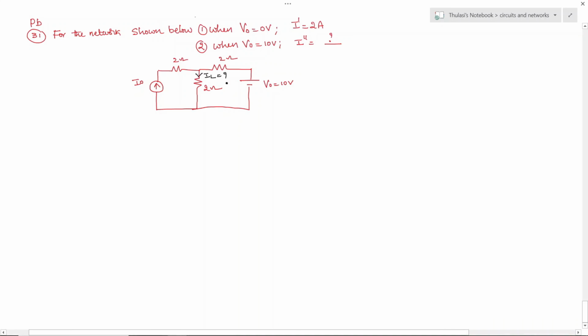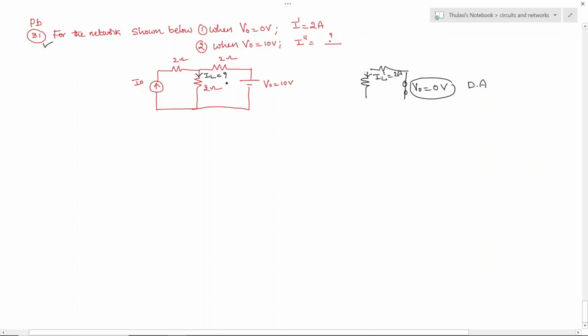Today we are going to solve this problem number 31. What is given in the problem is, for the network shown below, when V naught equals 0, the same network is given. This says that this source is deactivated, and he is already specifying the current in this branch: IL dash is equal to 2 amperes.